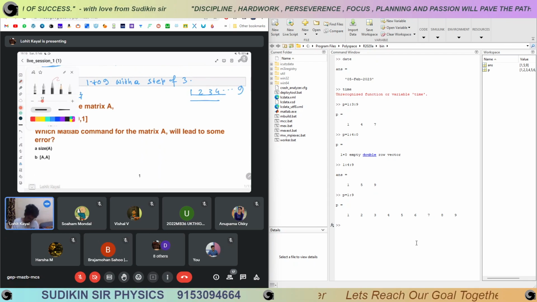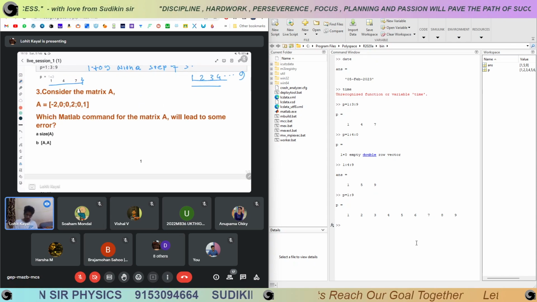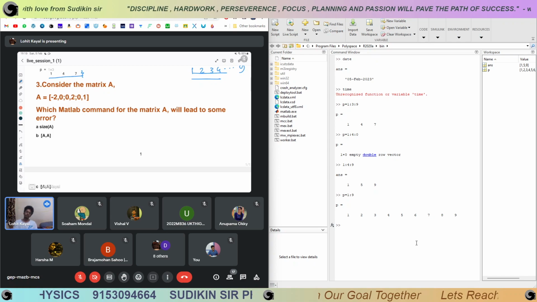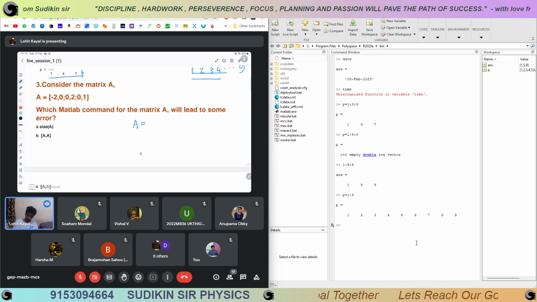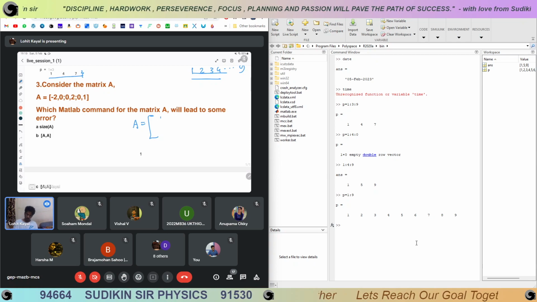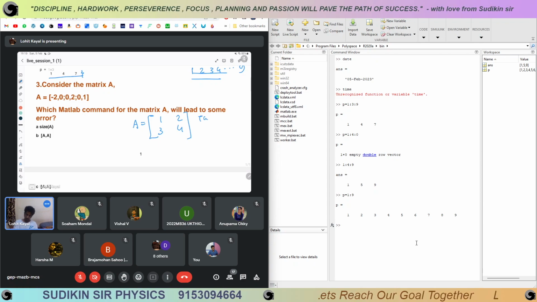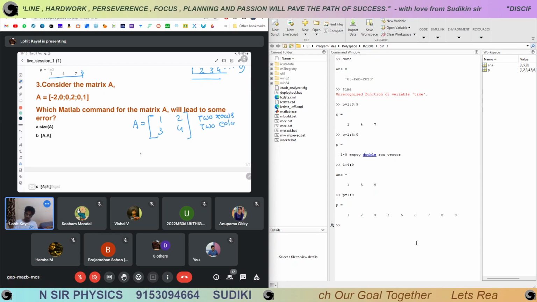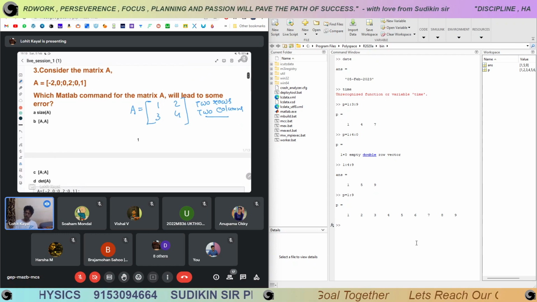Now let's go to the next question. First of all, I will give you a brief recap about how to write a matrix in MATLAB. Suppose I want to write a matrix, just don't consider this question right now. This is a matrix, we all know. It has 2 rows and 2 columns.